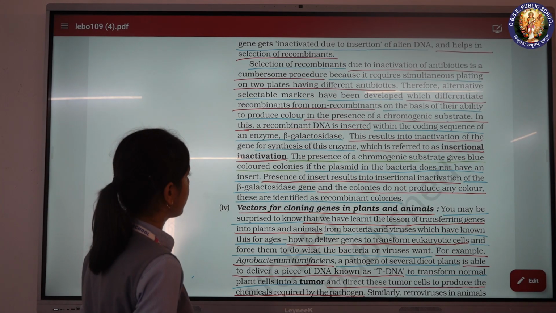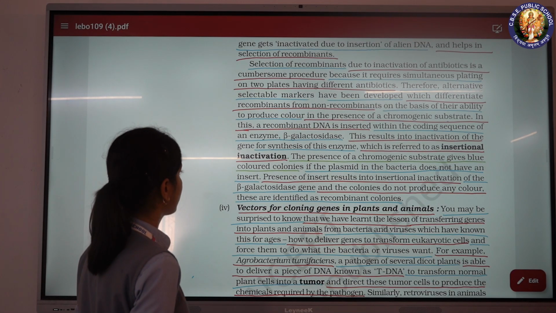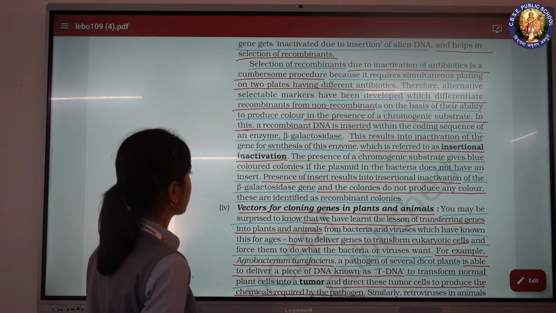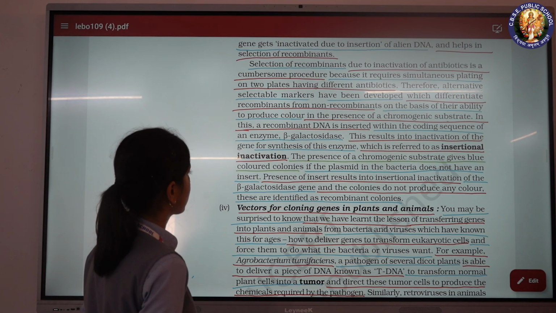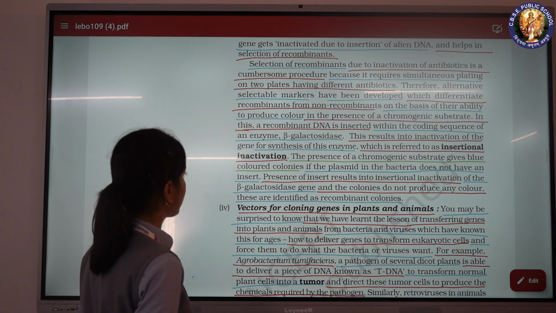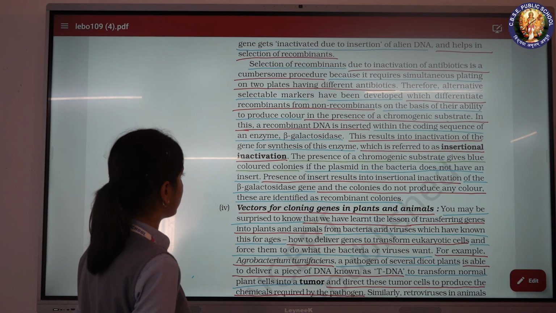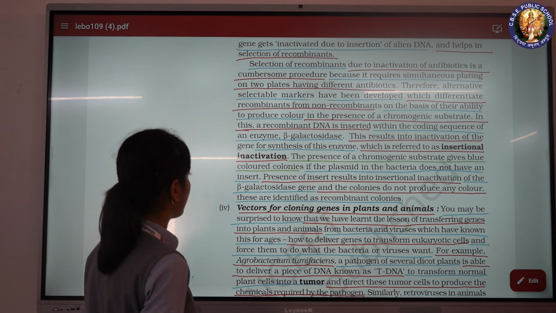If the plasmid in the bacteria does not have an insert, the colonies produce blue color. Presence of an insert results in insertional inactivation of the beta-galactosidase gene, and the colonies do not produce any color. These are identified as recombinant colonies.